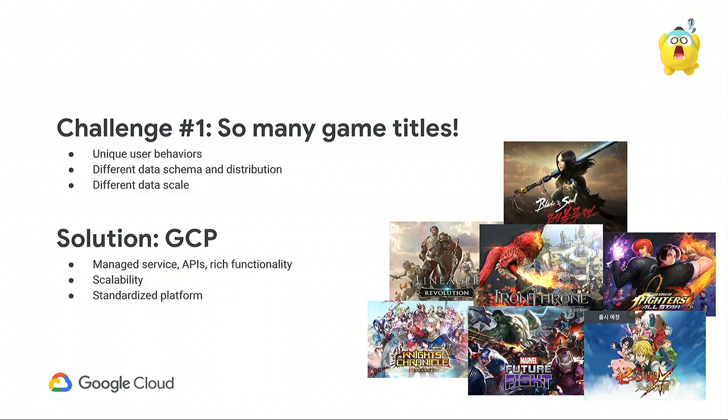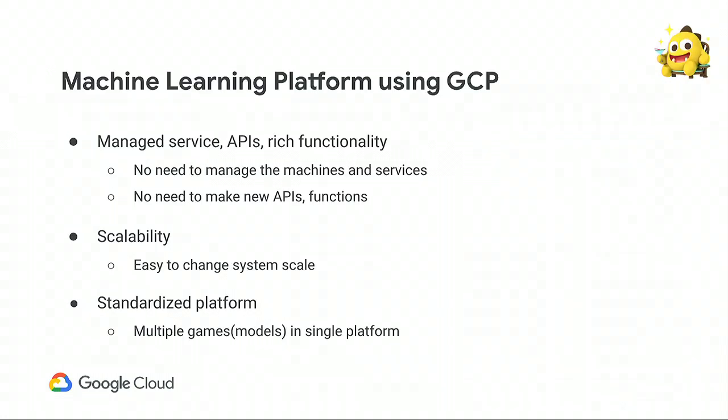Using GCP, we could standardize this whole system. And let's check them out in detail. So using GCP, we did not have to manage the machines and services since they are all managed. And we did not have to make new API functions since most of them are already made. So even if we had new game titles which require new functions, we did not have to make them.